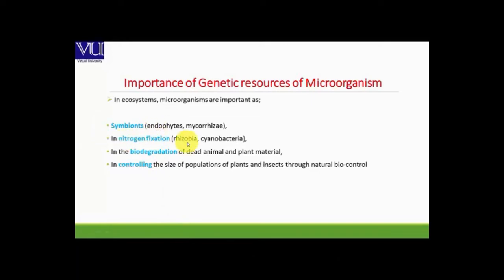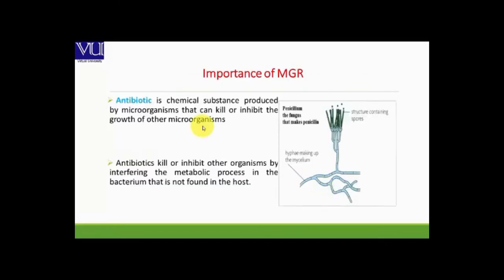Rhizobia and cyanobacteria are the strains of bacteria which are responsible for nitrogen fixation in the environment. These microorganisms also play a role in biodegradation of dead animal and plant material. Through this, they clean our environment from pollution. These microorganisms control the size of populations of plants and insects through their natural biocontrol.